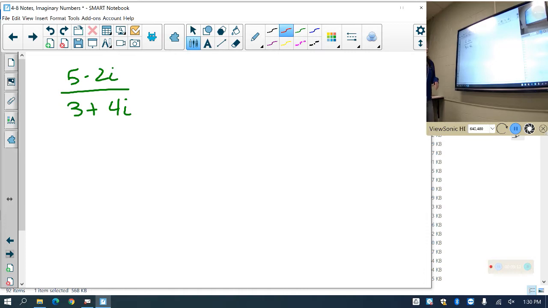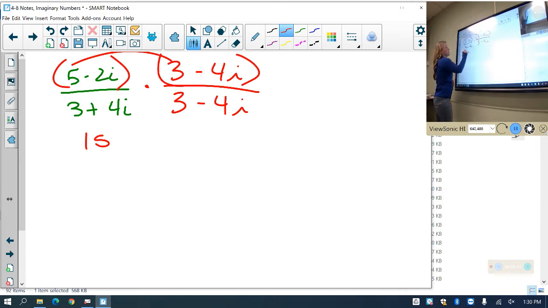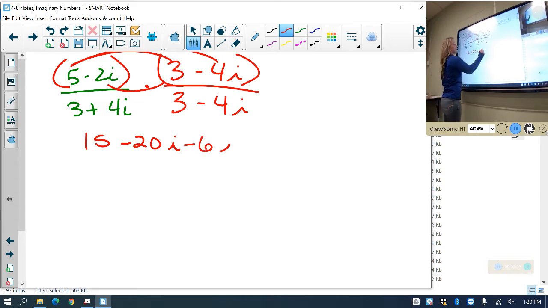If you look at this example, 5 minus 2i divided by 3 plus 4i, I have to divide by the conjugate of the denominator. Let me say that again. Divide by, or multiply by, the conjugate of the denominator. So I have 3 minus 4i over 3 minus 4i. FOIL the top, FOIL the bottom. 5 times 3 is 15. 5 times negative 4i is negative 20i. Negative 2i times 3 is negative 6i. Negative 2i times negative 4i is 8i squared.